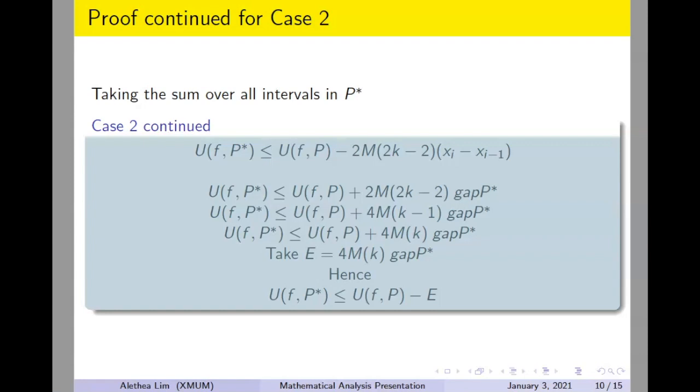After some rearrangement, we get the third line, which is that the Darboux upper sum of Fp star is less than or equal to the Darboux upper sum of Fp plus 4mk gap P star. We make our E equal to this 4mk gap P star. Then we get the desired result.